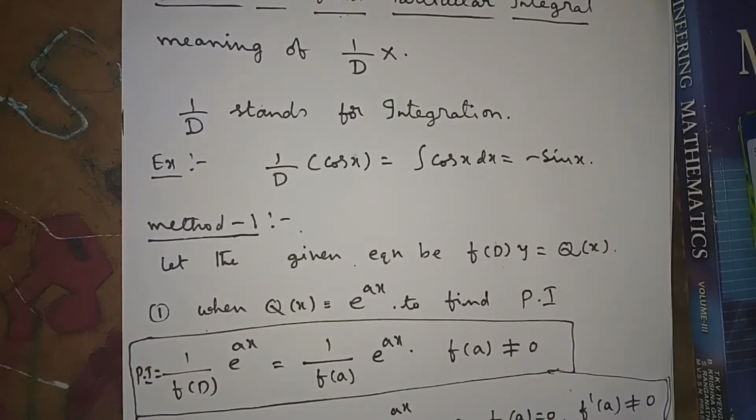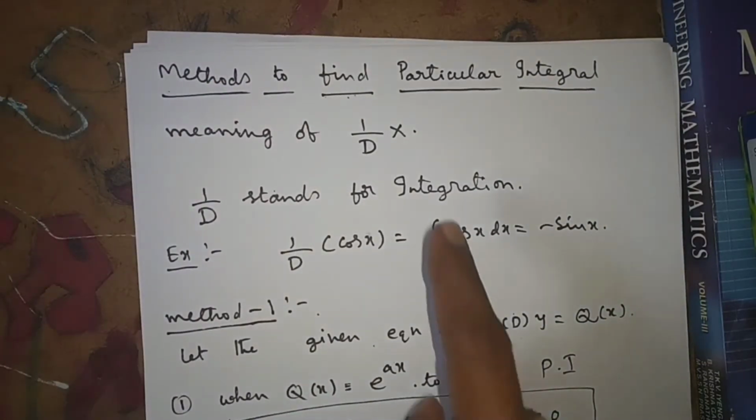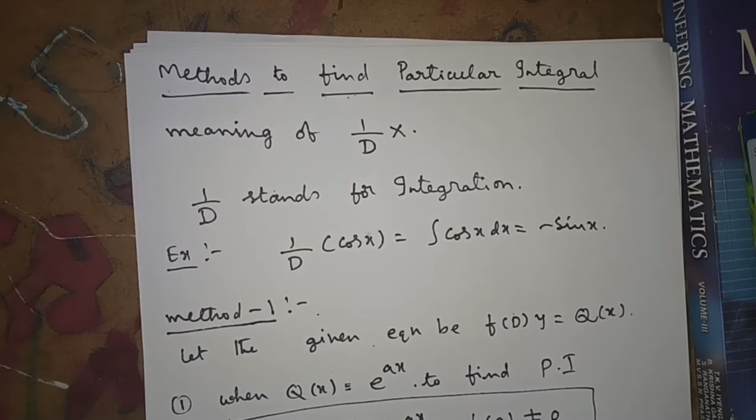And then the next one is methods to find the particular integral cases. Before going to start the particular integral cases, what is the meaning of 1 by D? 1 by D stands for integration. Whenever 1 by D occurs, you have to integrate.